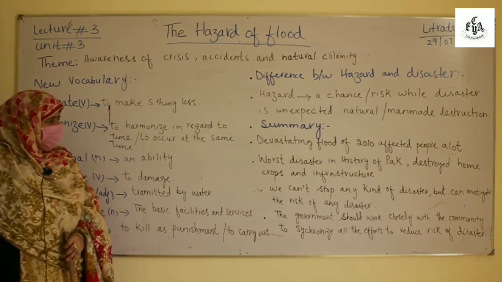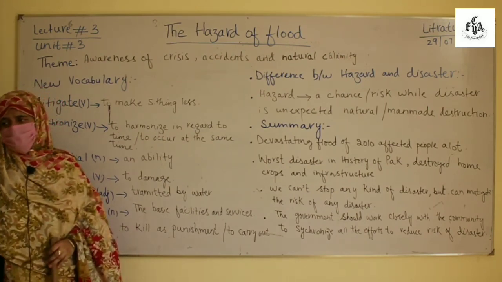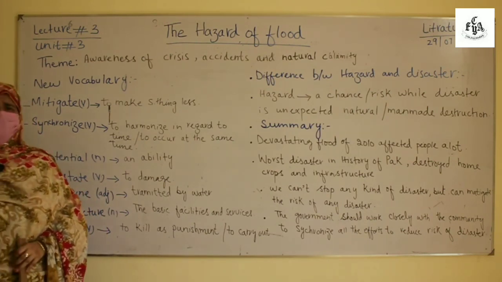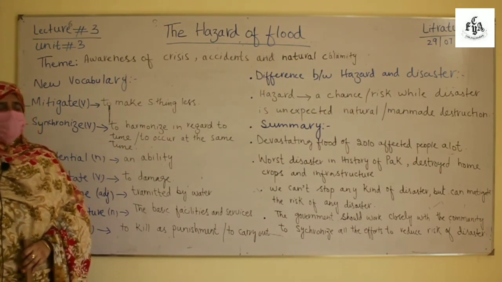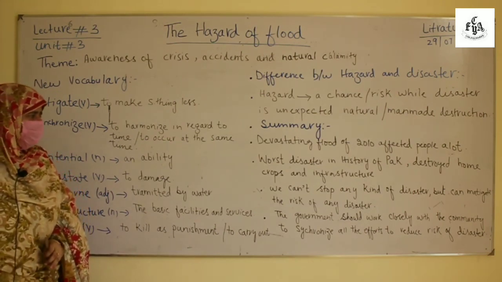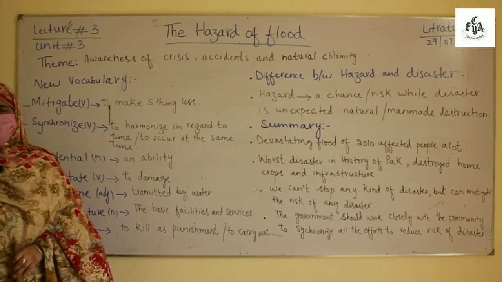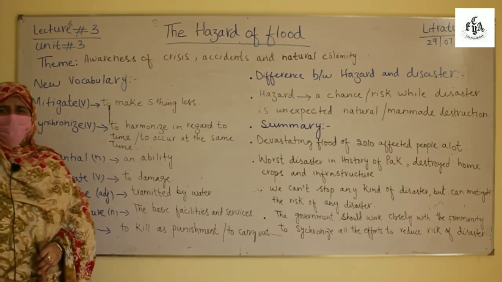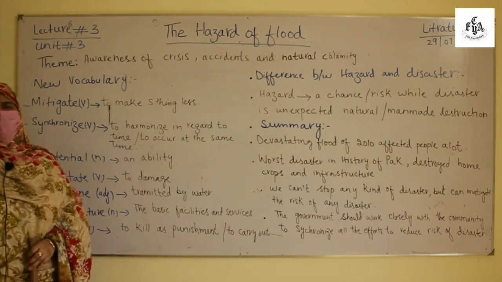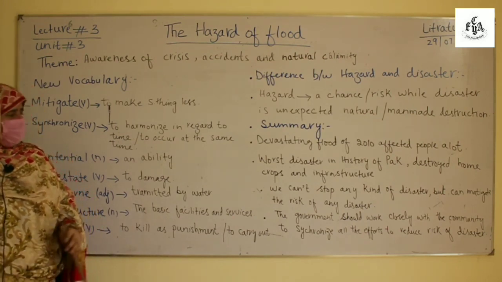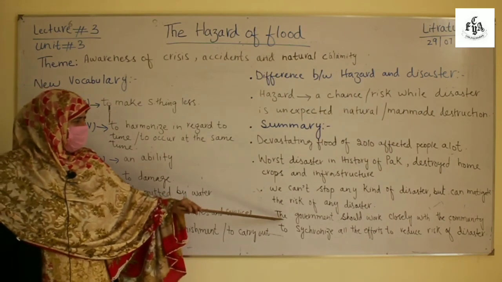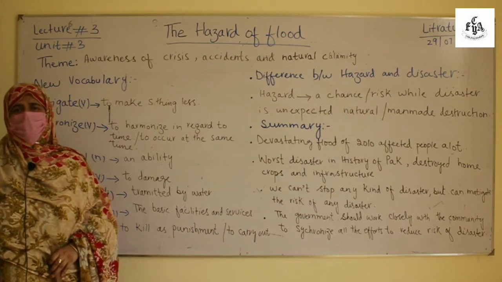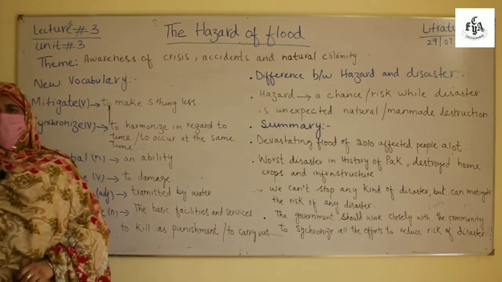Now we are going to discuss that we cannot stop any kind of disaster. The thing is what measures or steps we are going to take in order to reduce the risk of any disaster. Not only the people and not only the government can do something for that. Both the government and the community should work closely together to synchronize all the efforts to reduce the risk of disaster.